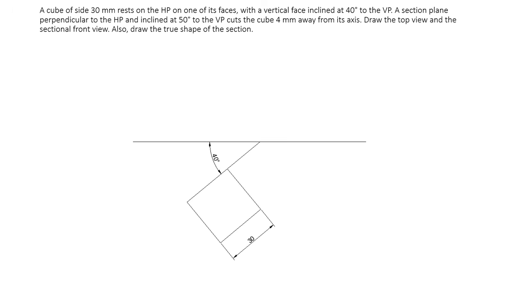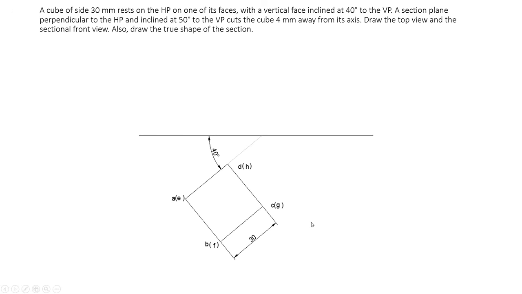Since it's a cube, the top view of the cube will be a square. Now also it is given that one face is inclined 40 degrees to VP. So draw a reference line, draw a line at 40 degrees, and on that draw a square of 30 mm like this. Draw the dimensions 40 degrees and 30 mm. Now also name those points. Here A, B, C, D will be the top face points and E, F, G, H will be the base points, so the base points will be inside brackets.